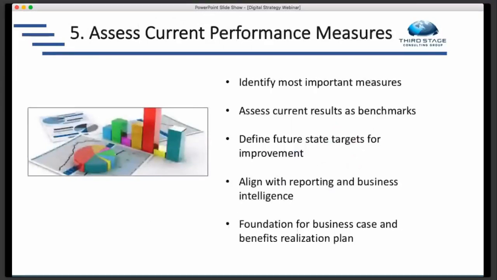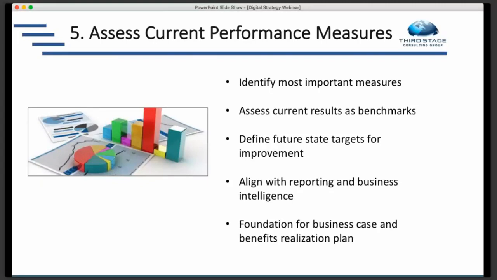So the fifth thing then is to assess your current performance measures. We've covered your people, your processes, your technology, your strategy with the current state. Now the fifth thing is to look at, what are your current performance measures? And it gets back to your step 1, which is that digital strategy. A lot of times coming out of that strategy, you start to define what the most important measures are.